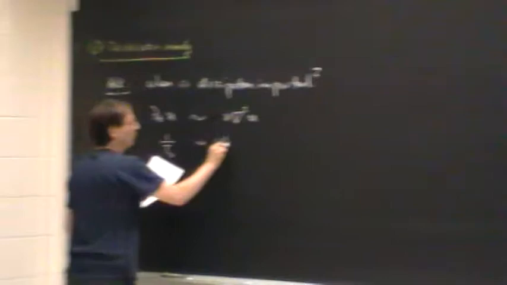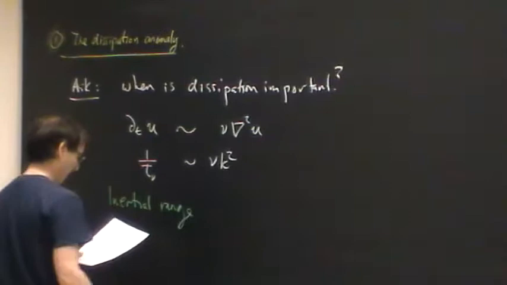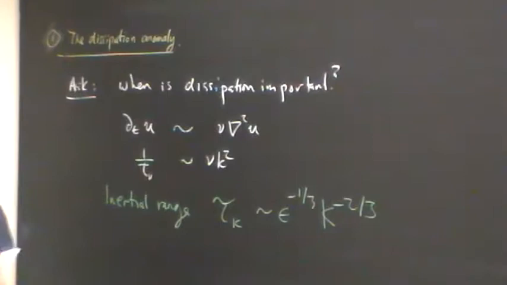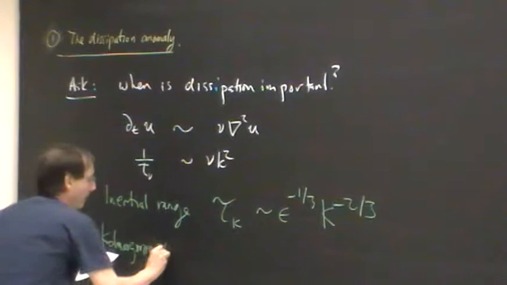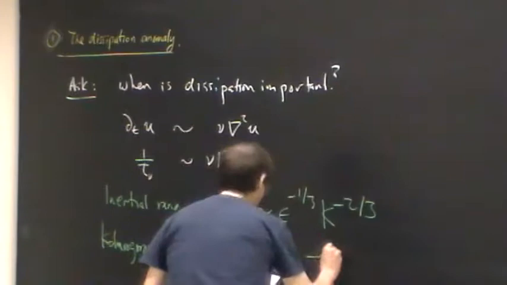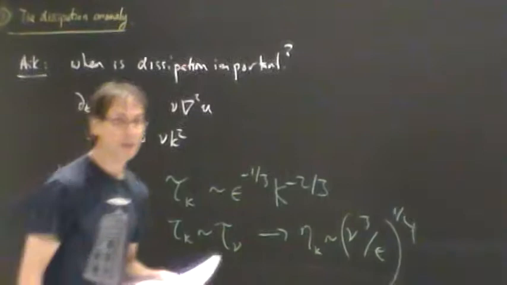On the other hand, I showed you yesterday that in the inertial range, tau for any wave number k scales like epsilon to the minus 1/3, k to the minus 2/3. And the Kolmogorov scale is the scale at which tau k and tau nu are the same, so the turnover times are the same, and that gave me the result that eta k is nu cubed over epsilon to the 1/4. Now let's work out, and this is something I didn't do yesterday, what is the mean rate of energy dissipation?